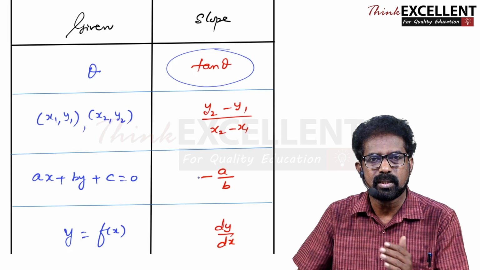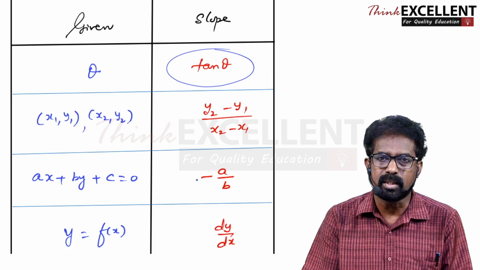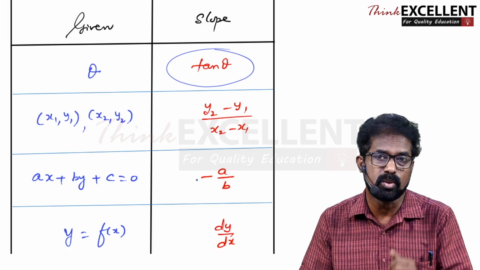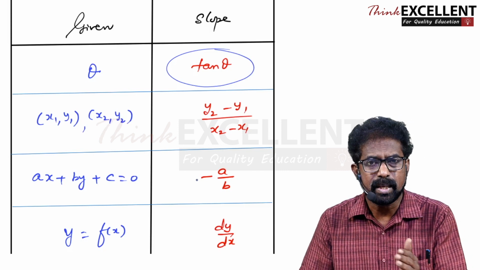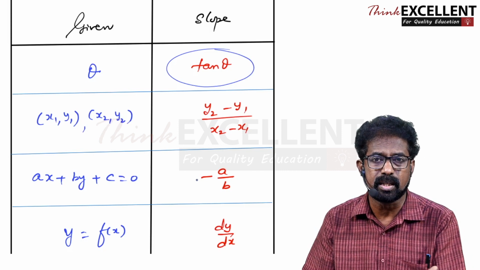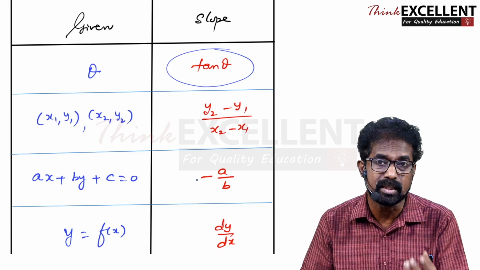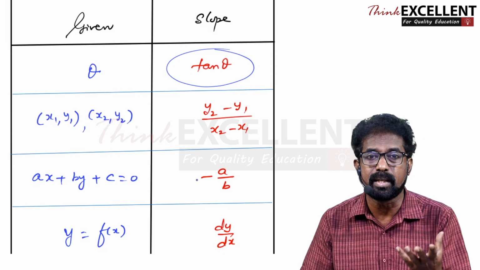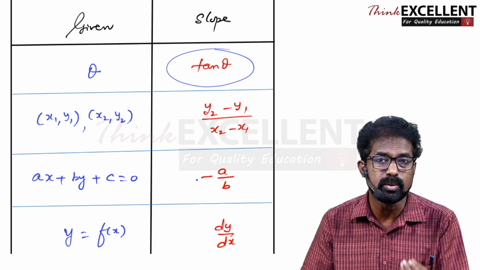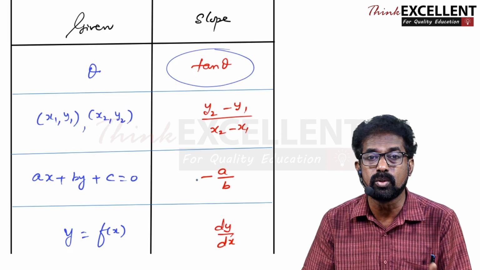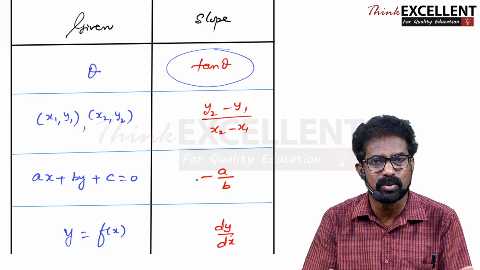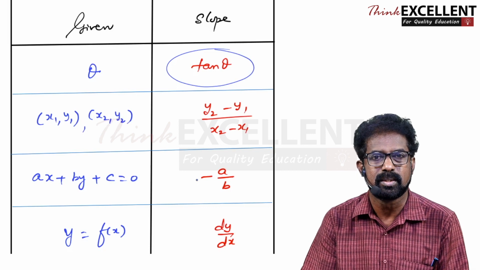Suppose the question is, a line makes an angle 30 degrees with the x-axis. What is its slope? It makes an angle 30 degrees, so angle of inclination, so you take it as theta. Theta is 30 degrees. We want the gradient. So what's the formula you have to use? Tan theta. So tan 30. You must know what tan 30 is, right? Without knowing that, you can't complete that sum. Tan 30 is 1 by root 3.